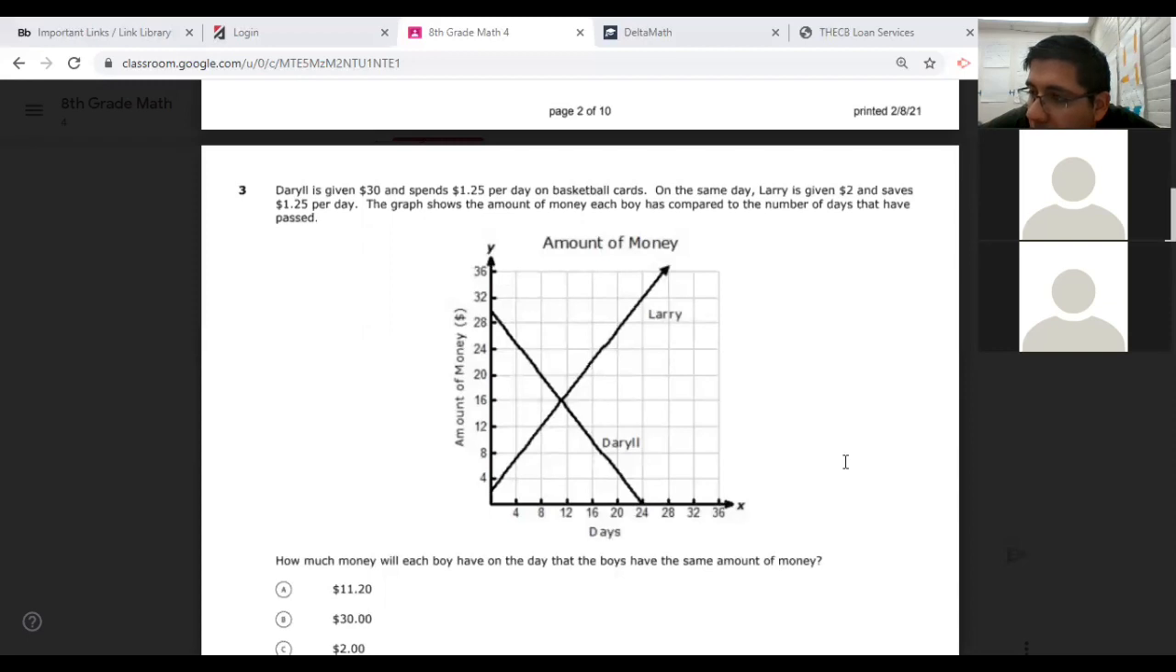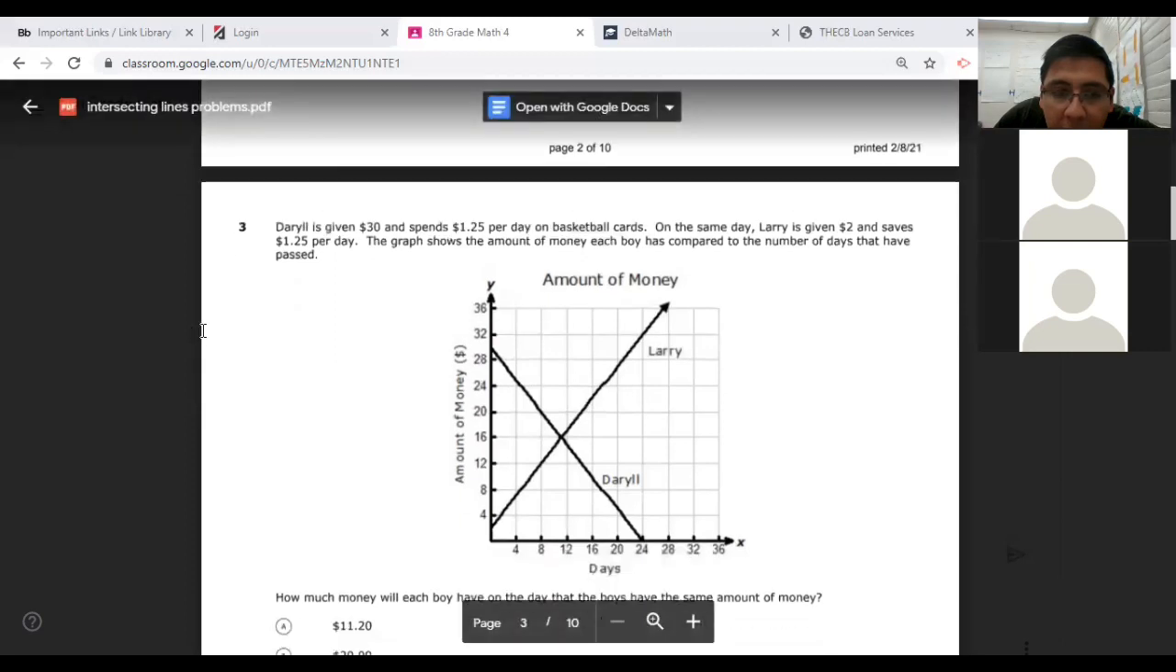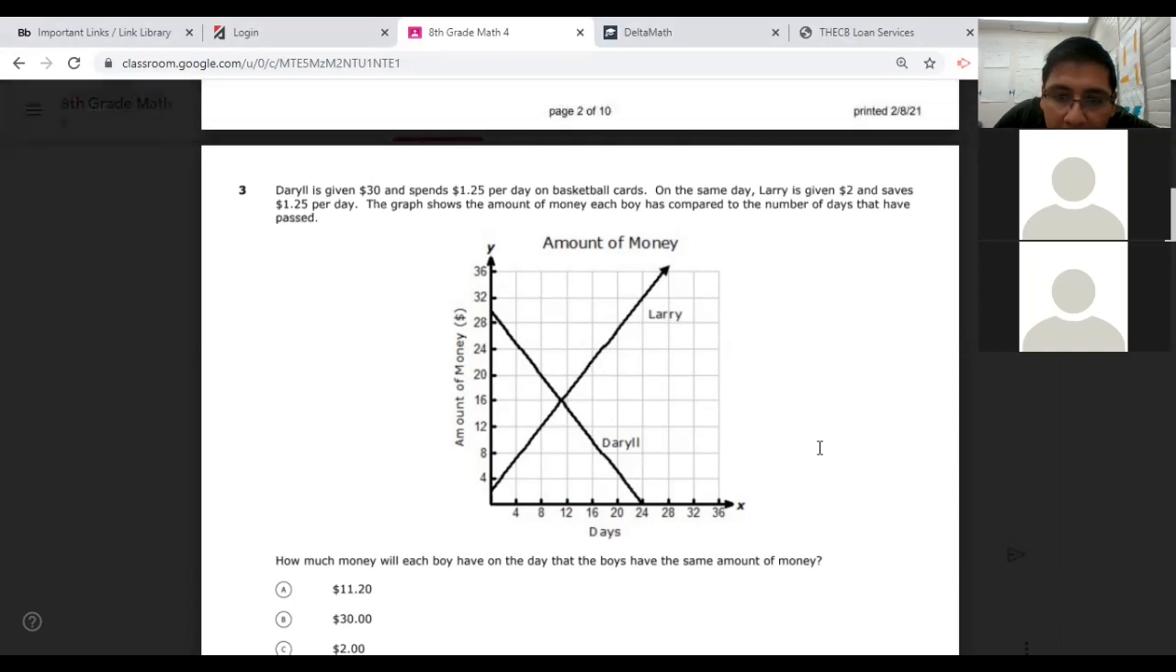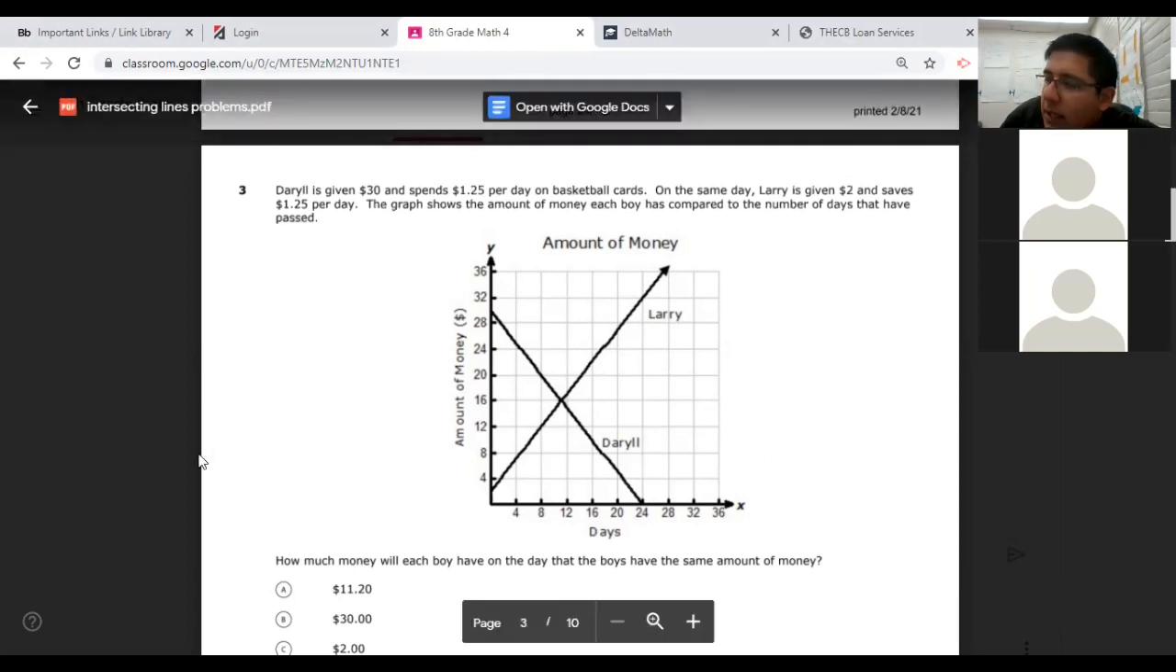So remember when we were solving equations, it was almost always like we set the things equal to each other, right? Remember when we were doing those STAR problems that had us write out an equation? So if we set them equal to each other, there's going to be a point where they're going to meet up. Based on that, let's start by saying Daryl is given $30 and he spends $1.25 per day. So what does Daryl's graph look like?